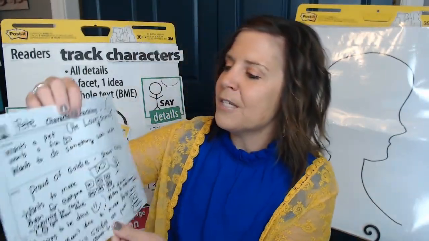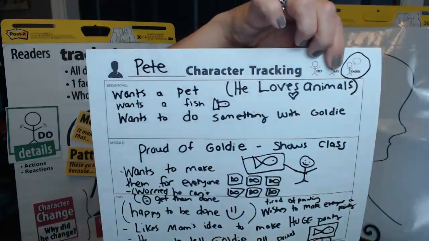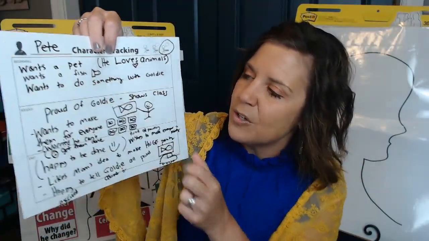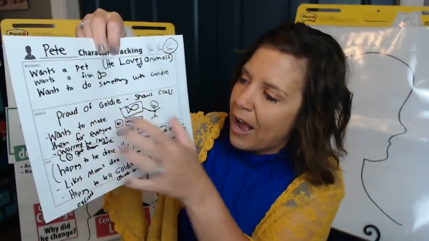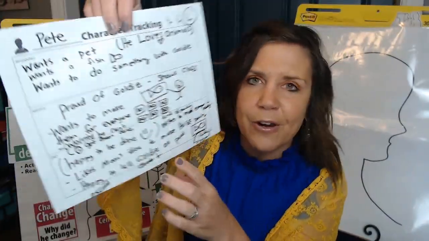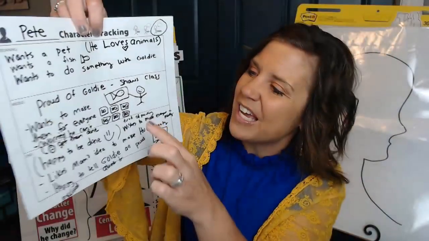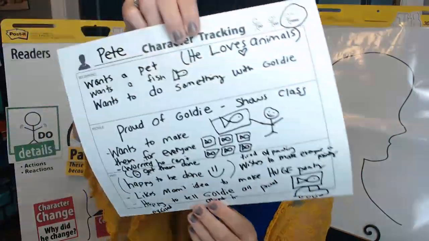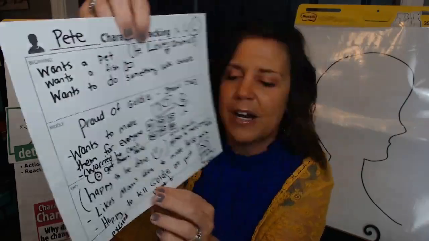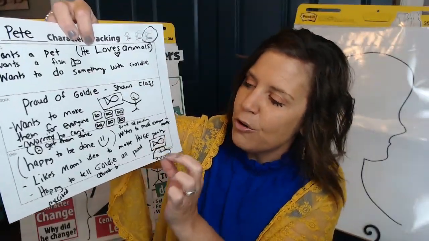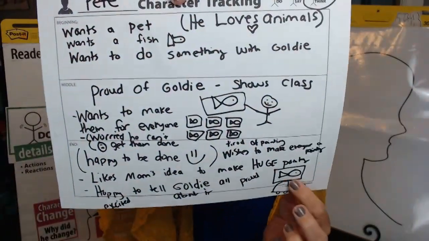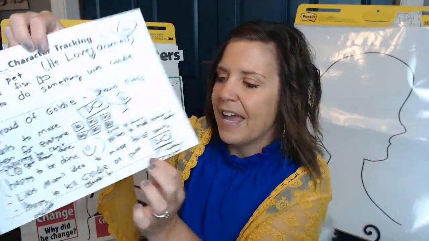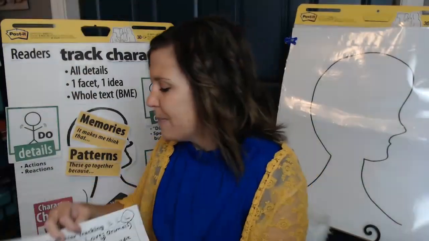And then we use this page to track what he was thinking. And so his wishes, he wants a pet, and he wants to do something with Goldie, and he's proud of Goldie, and he wants to make everyone a picture. But then he starts to get a little bit worried because he can't paint them. He doesn't have enough time or paint to make them for everyone. And then at the end, he comes up with this huge painting, Mom's idea, right? And then he's happy because everyone can see his painting of Goldie.